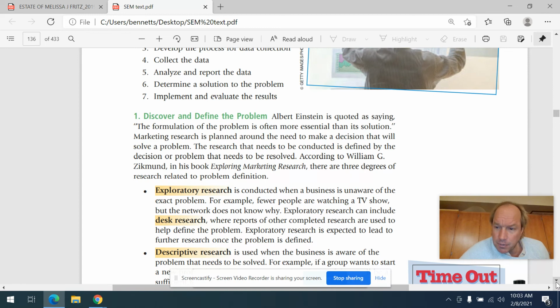So first, discover and define the problem. Albert Einstein is quoted as saying, the formulation of a problem is often more essential than its solution. Marketing research is planned around the need to make a decision that will solve a problem. The research that needs to be conducted is defined by the decision or problem that needs to be resolved. According to William G. Zikmund, in his book, Exploring Marketing Research, there are 3 degrees of research related to problem definition.